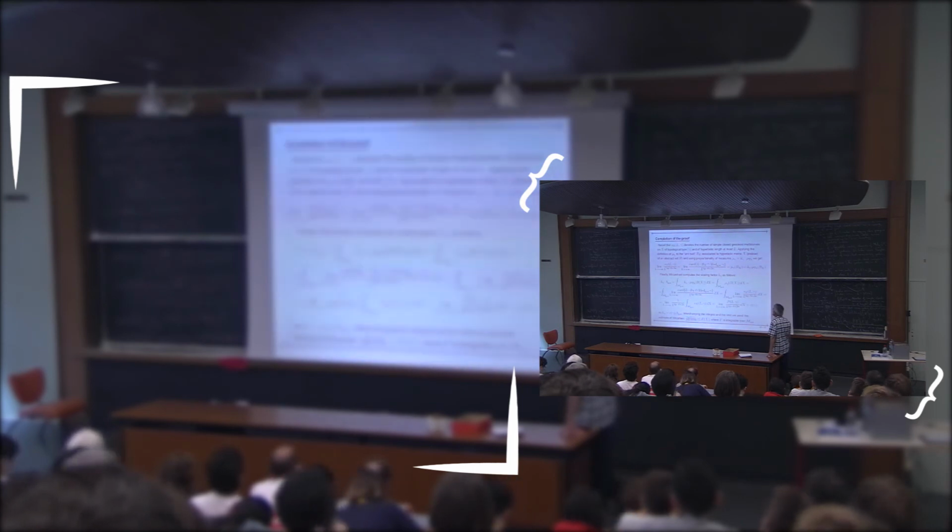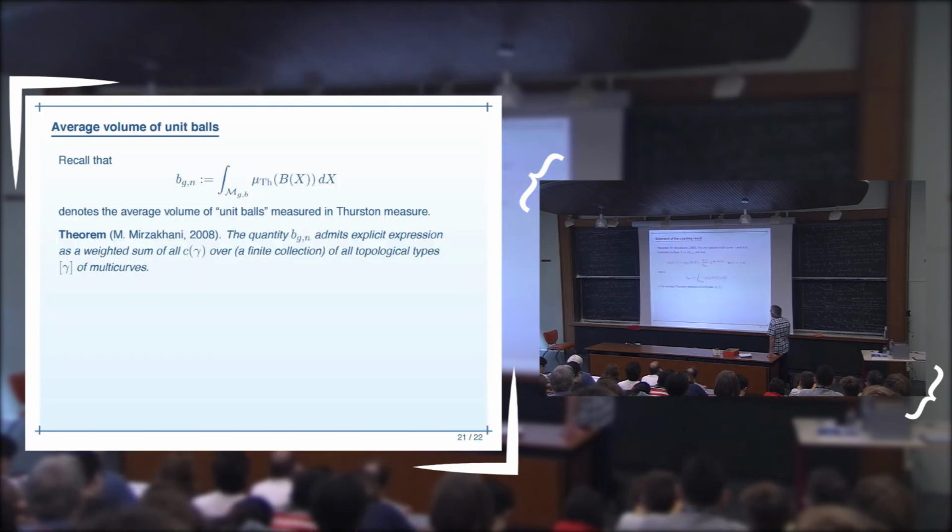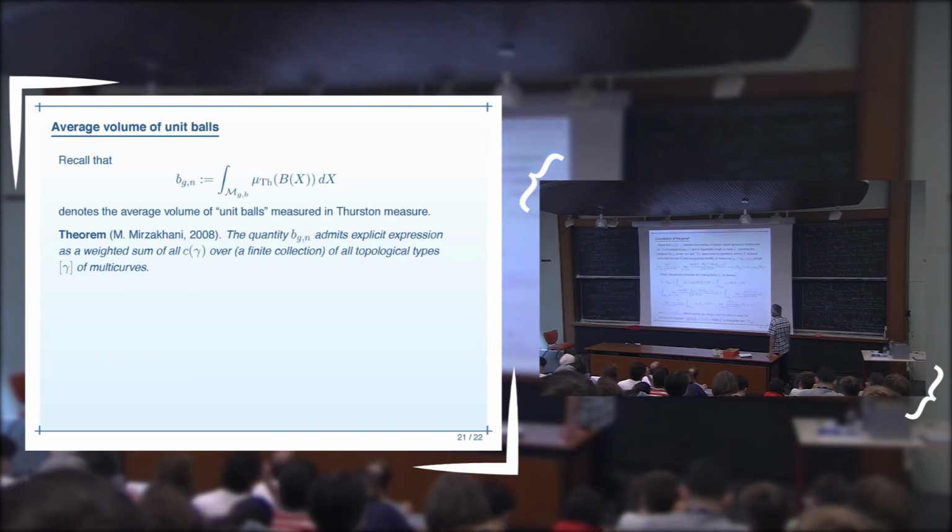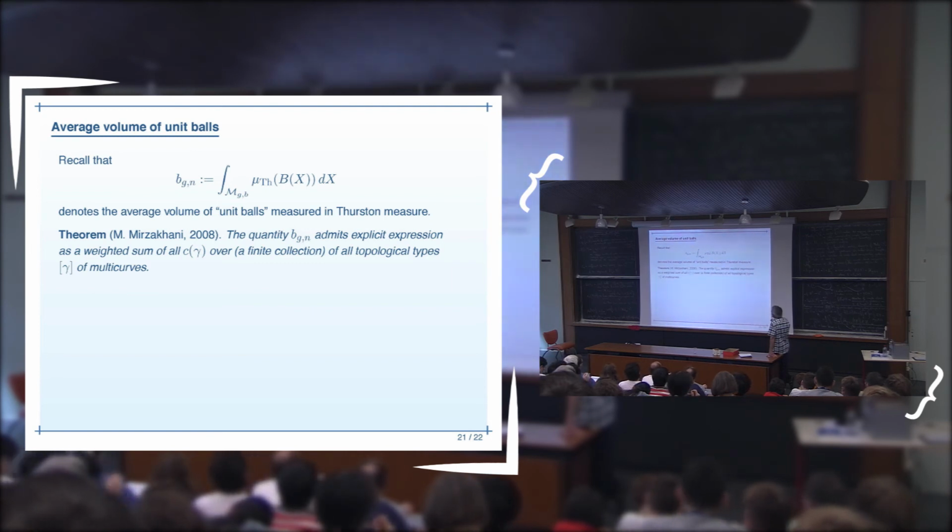OK. So actually, we have finished the proof. Everything is computed. So you can look at the statement. We proved it. We proved this statement, and the very last thing is, well, this BGN is an average.